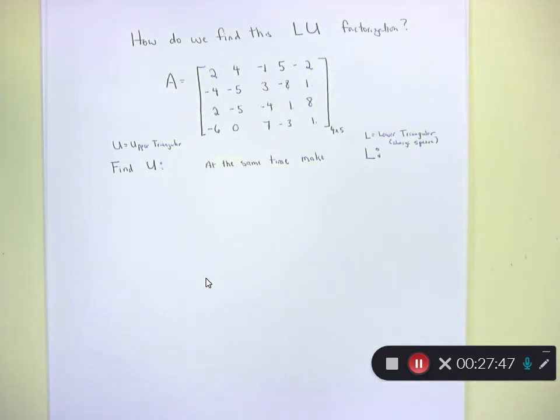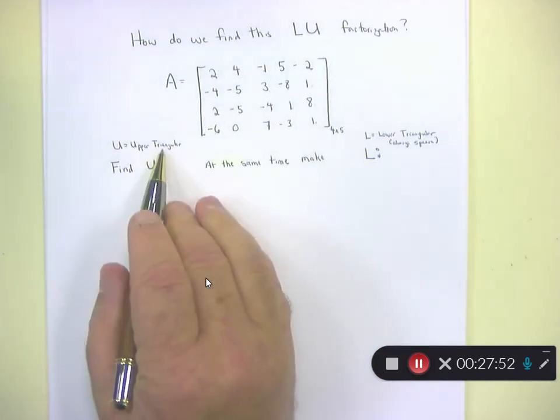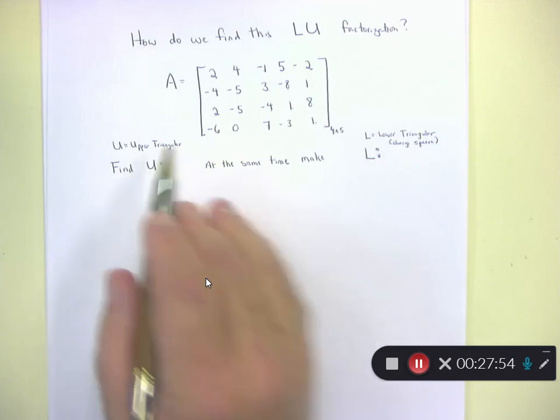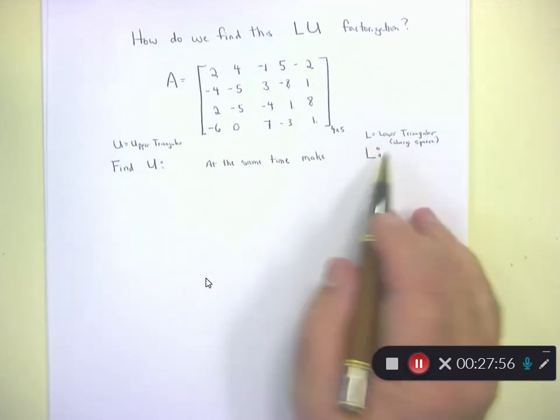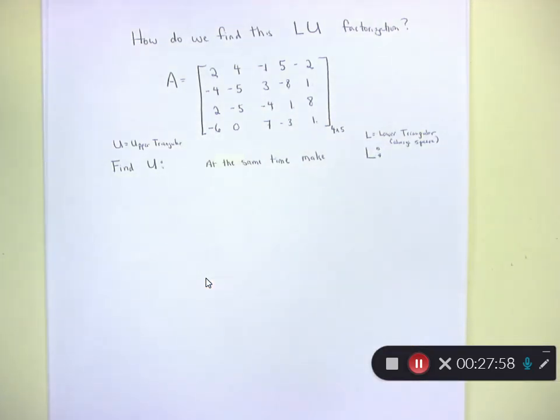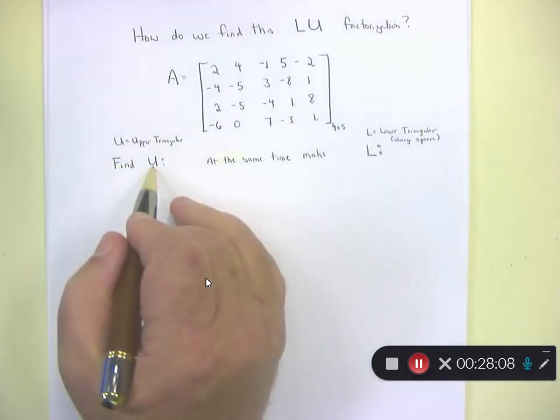But I want you to do the LU factorization. U is for upper triangular, and L is for lower triangular. These are where your pivots, your numbers, are going to be, and you kind of do it at the same time. Let me demonstrate for you.